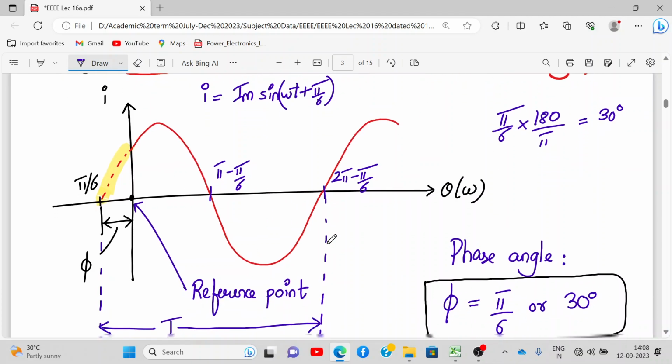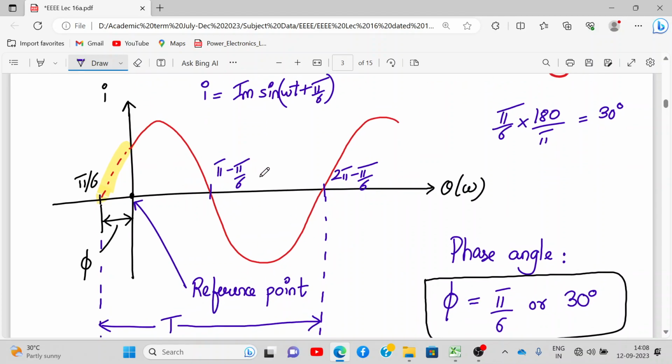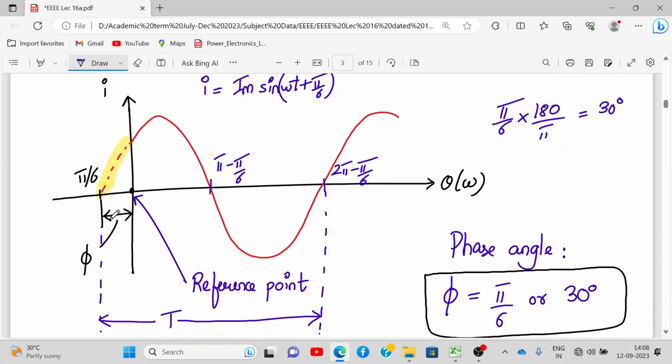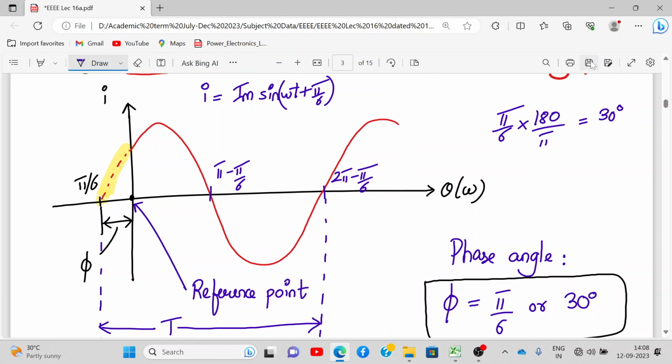So please draw this waveform. So why is this pi minus pi by 6? Because as if the waveform is shifted ahead. Okay, so that's why minus pi by 6. And here it is minus 2 pi minus pi by 6. So this is my phase phi and this is my period T. Draw the waveforms. So this current waveform has a phase angle of plus 30 degrees or plus pi by 6 radians.